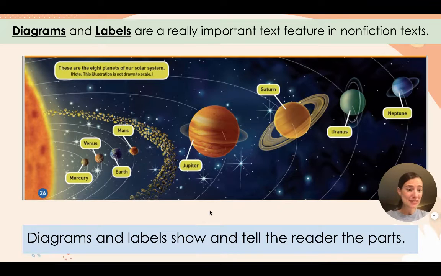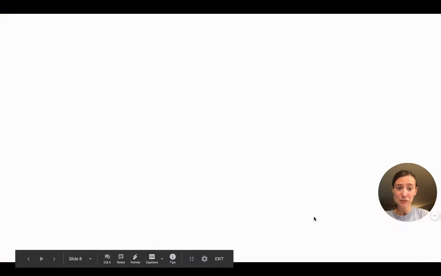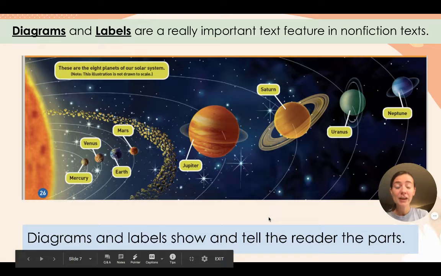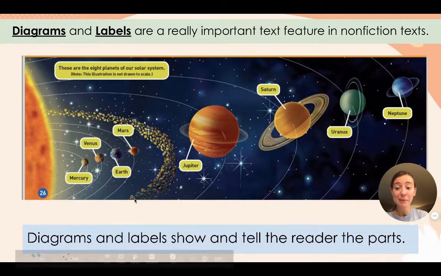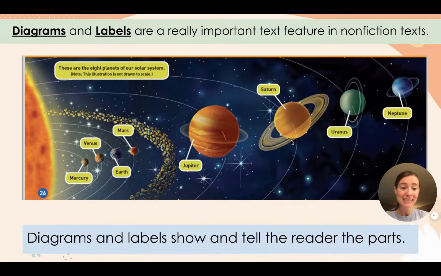If I didn't have these labels, I would have no idea what these planets were. Let's try that. What if I remove the labels? Wow, that would make this photograph really hard for me to get information from. I wouldn't understand which planet was which. I would be able to see the planets and see what they look like, but I don't know which one's which. Let's bring those labels back. There we go. Friends, remember, diagrams are really important because they show the reader information by giving the picture, and the labels tell the reader the information. So they show and tell.